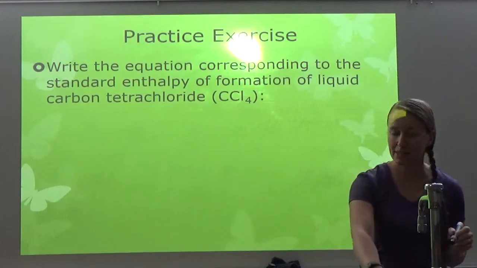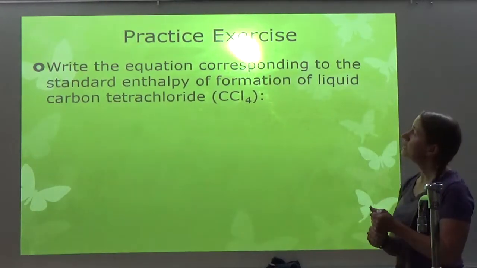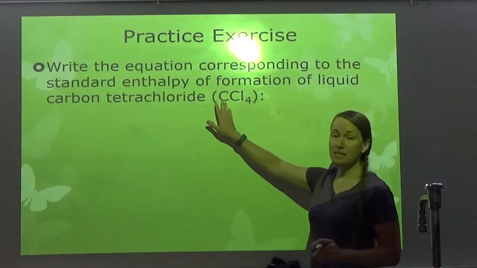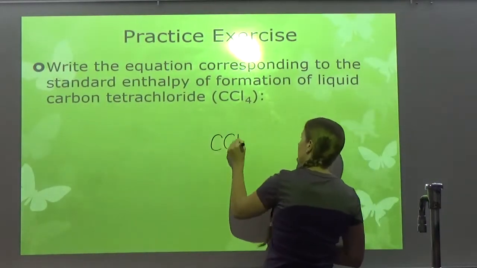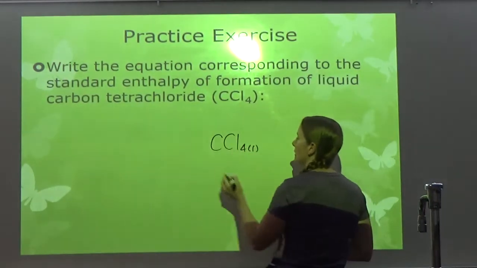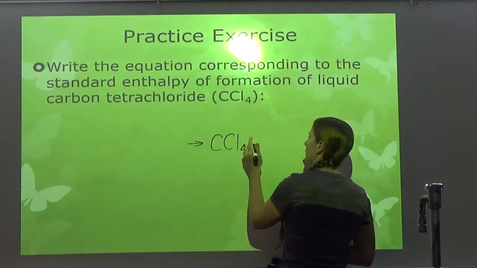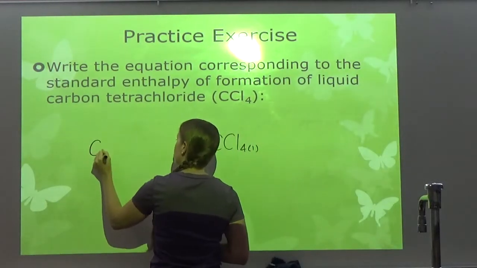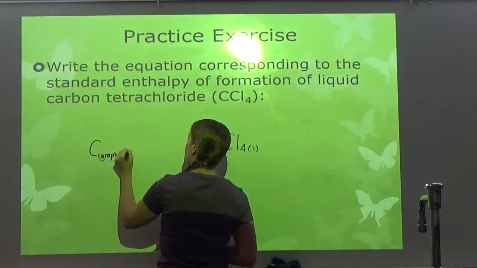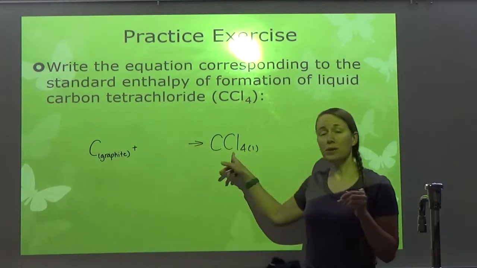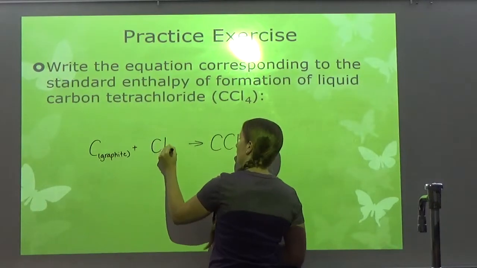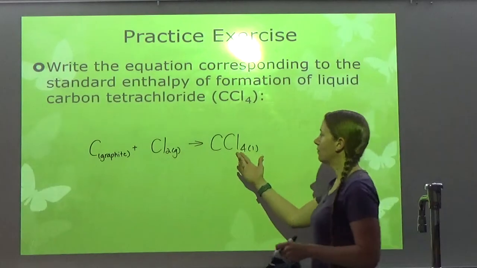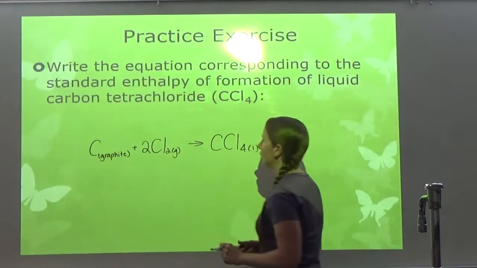It says, write the equation corresponding to the standard enthalpy of formation of liquid carbon tetrachloride. Remember, this needs to be my product. So we have liquid carbon tetrachloride, that's going to be my product. I need to start with my elements. We're going to start with carbon, which normally is in its graphite form. And chlorine when it's by itself is Cl2, and it's a gas. However, we need to balance this. We have 4 chlorine, so I need a 2 right here so that it can be balanced.